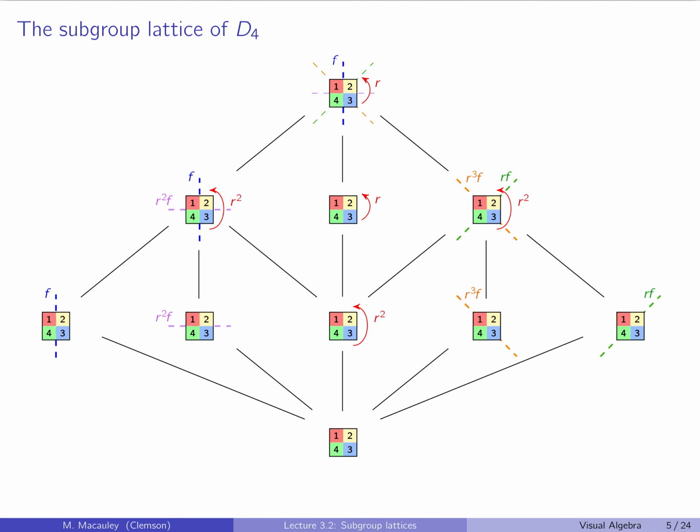Here's another way to see the subgroup lattice of D4. I think it's fairly self-explanatory. Here we have all 8 symmetries up here. Here we only have the rotations. Here we have this Klein 4 subgroup and another Klein 4 subgroup. Here we have the 180 rotation, and here we have the 4 subgroups generated by a single reflection.